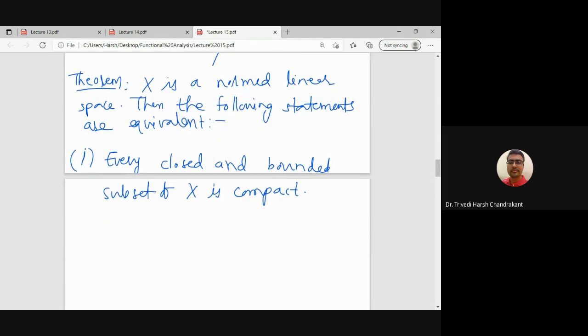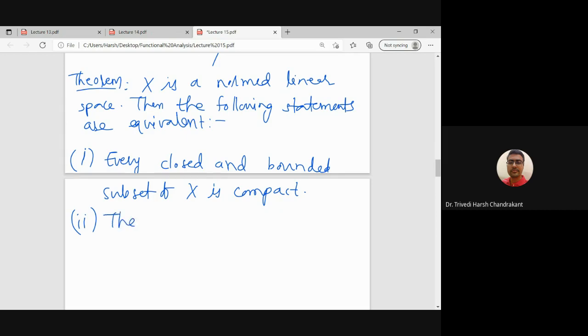X is the full space we are discussing. We are not discussing any subset of X, any subspace of X. We are discussing X as a given normed linear space. Any closed and bounded subset of X is compact. When such a thing happens, it happens whenever the unit ball is compact.